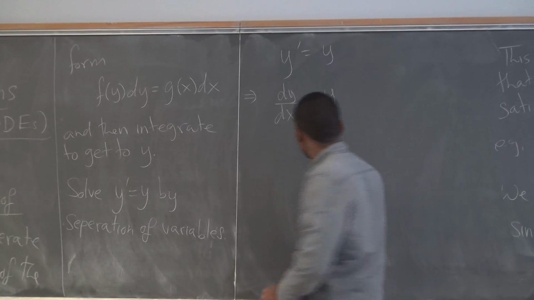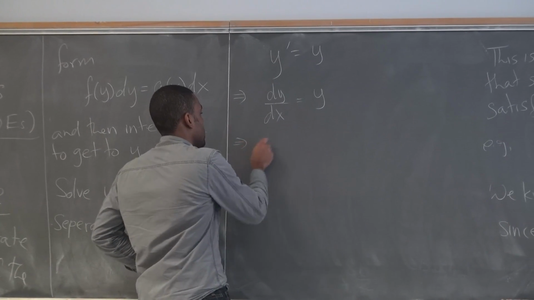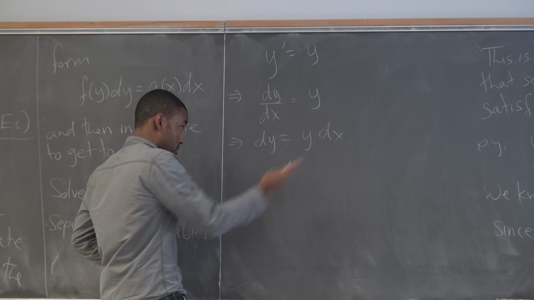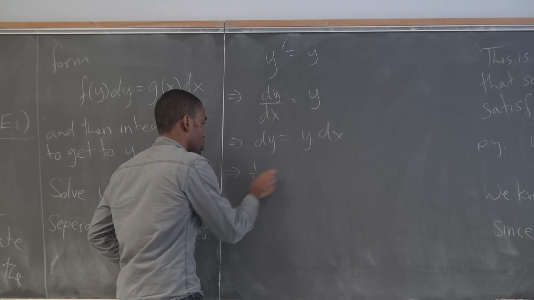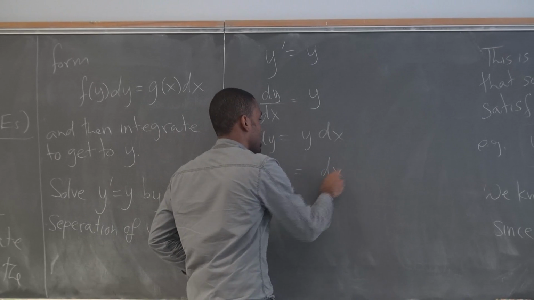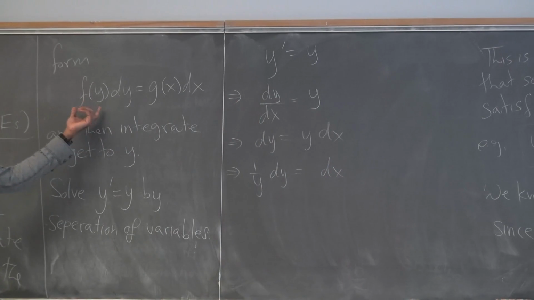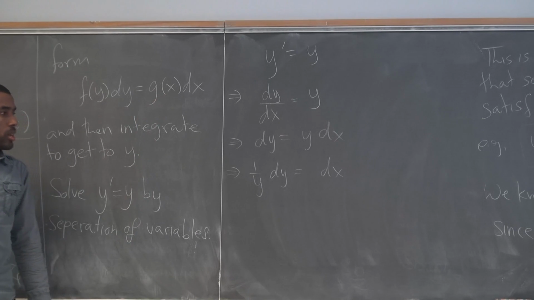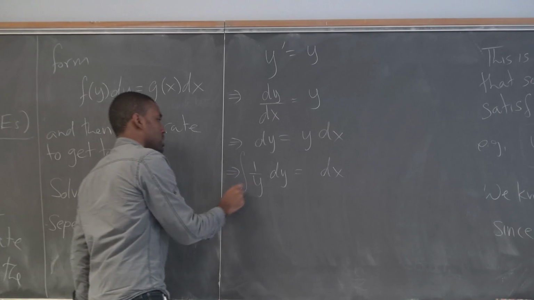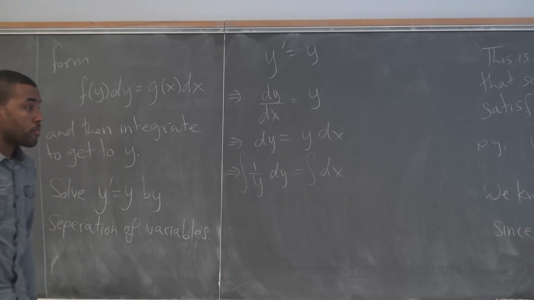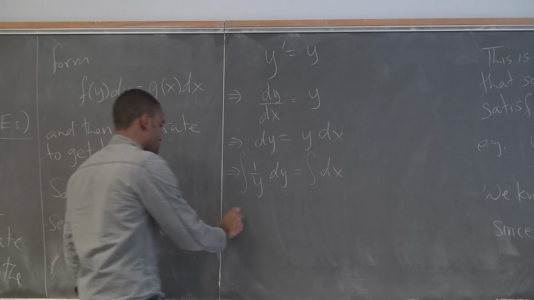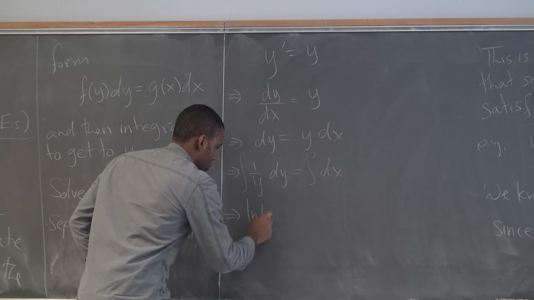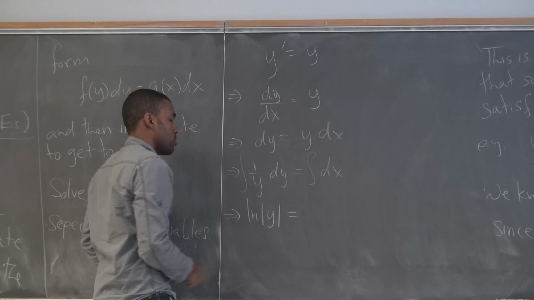Cross multiply. So I basically get dy equals y dx. Divide by y on both sides, sure. So 1 over y dy is equal to dx, right? And that is of this form. This is just 1 over y, your g of x is just the function 1. And now what we can do is we can actually integrate both sides. What's the integral of 1 over y? What's the integral of 1?